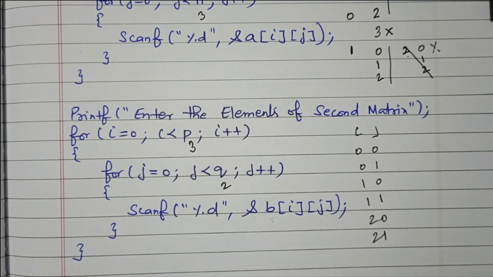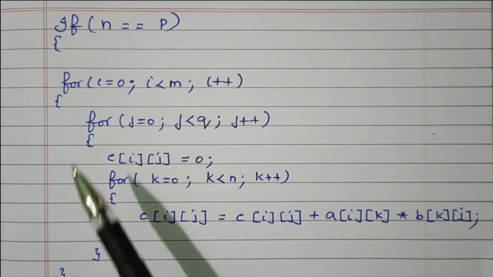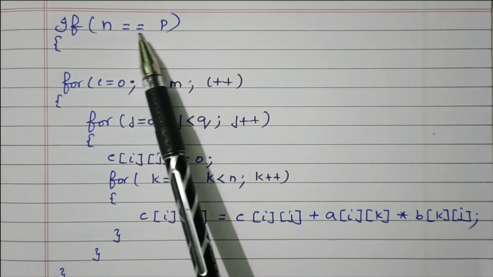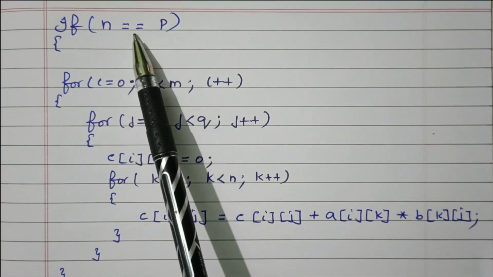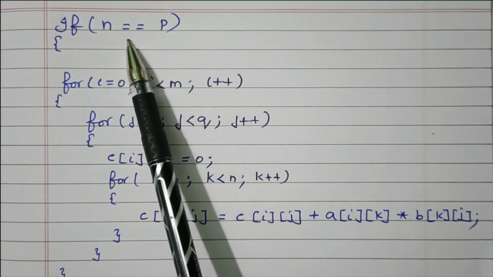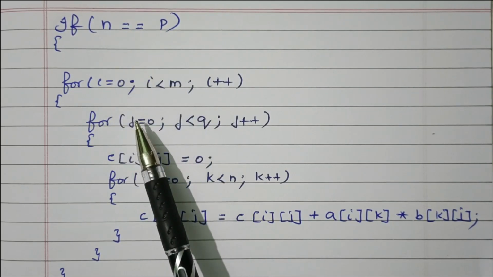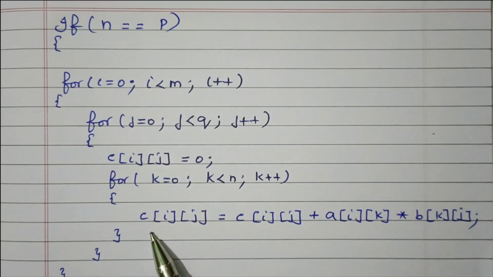Now we'll go to the multiplication process. Before going to multiplication, we need to check the condition. If n == p, this is the equal-to operator, it will check whether both are equal. One equal sign means the assignment operator, p will be stored in n. Double equal means it will check both are equal, right? So only if it is equal can we proceed for matrix multiplication, right?